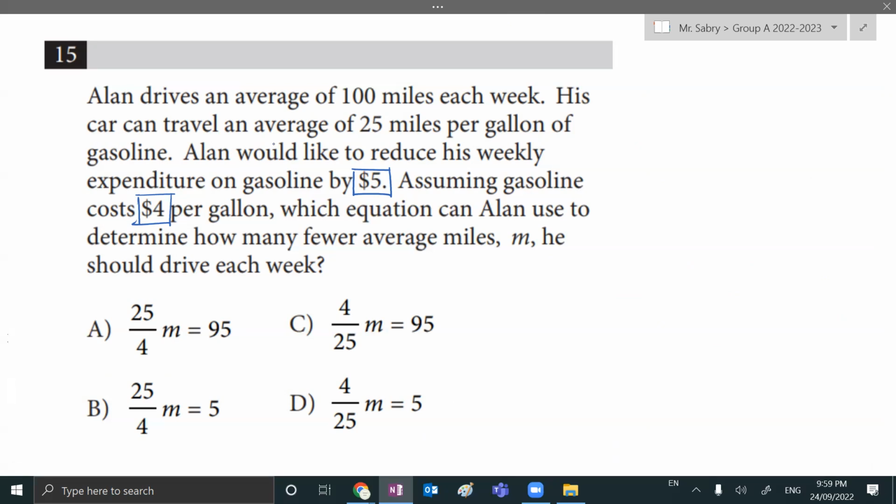And then multiply that by what? By the change, the average of the fewer miles, which is the M, right? Yes. And that should give me the amount of money that I saved, correct? Which is the 5, right? Yes. What you just said, Ali, is B. Yeah, that's what I did, Mister. I got B. I answered B.